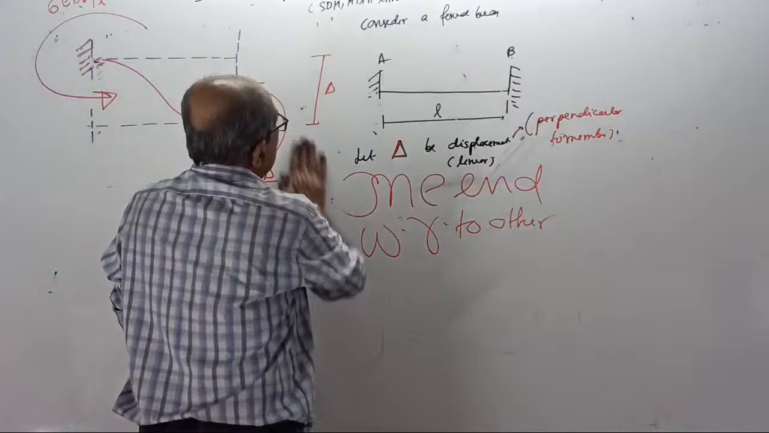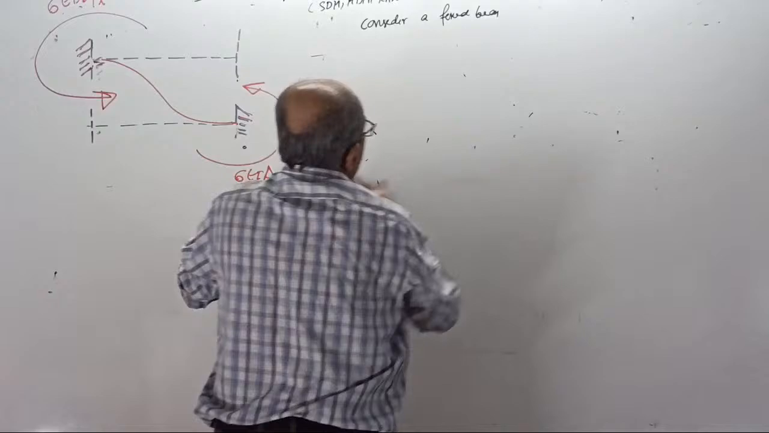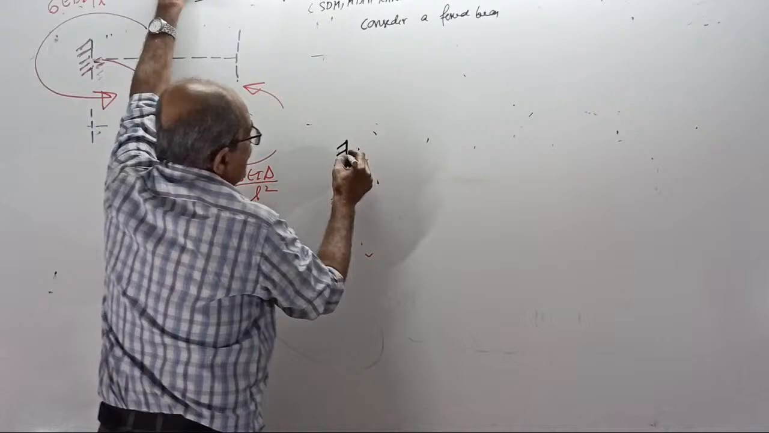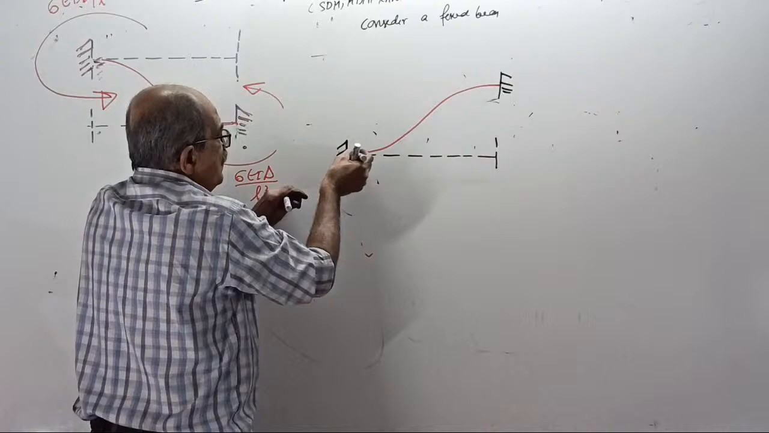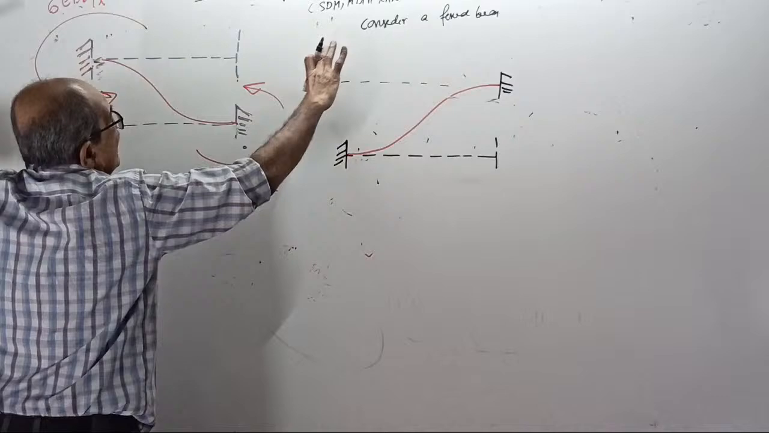Second case, I will write here. Imagine the support is here. This support went up. The elastic curve will come like this. You can put one line here also. This is delta. See here, I wrote here. This is your delta.